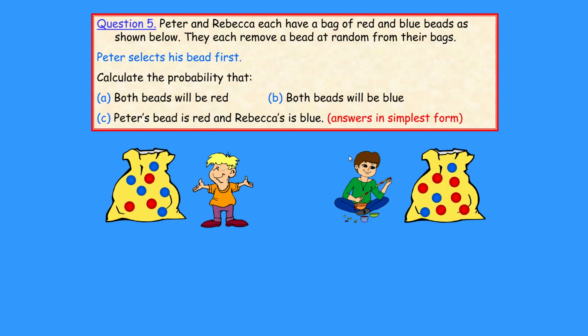Okay, so Peter and Rebecca have a bag of red and blue beads each, as they're shown below. They remove a bead at random from their bags, and Peter selects first. So, A, what's the probability that both beads will be red? So, A, you should be writing P, both red, or red plus red, red and red.